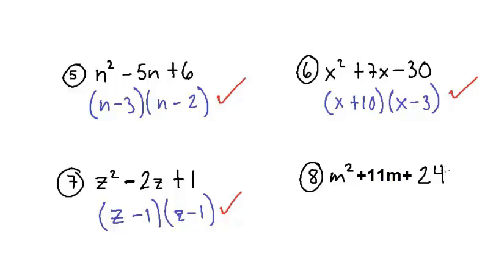Is there another option for obtaining 24? Yes. 8 times 3. 8 times 3 gives you 24, and 8 plus 3 gives you 11. Yes? So you get the two numbers that you're thinking. The answer will be m plus 8 and m plus 3. And that will be it. So that is the way on how we factor trinomials.